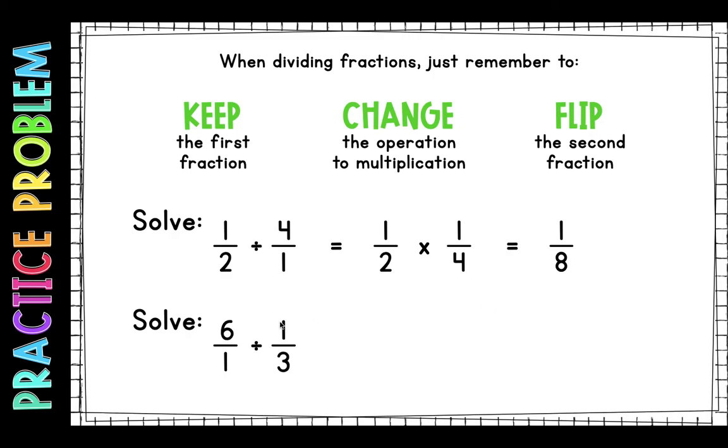Next, if we have 6 over 1 divided by 1 over 3, or 6 wholes divided by 1/3, we could keep the first fraction, change the operation to multiplication, flip the second fraction, and then we would just multiply straight across. 6 times 3 is 18. Over 1 is the same as just 18. So there we get our final answer.